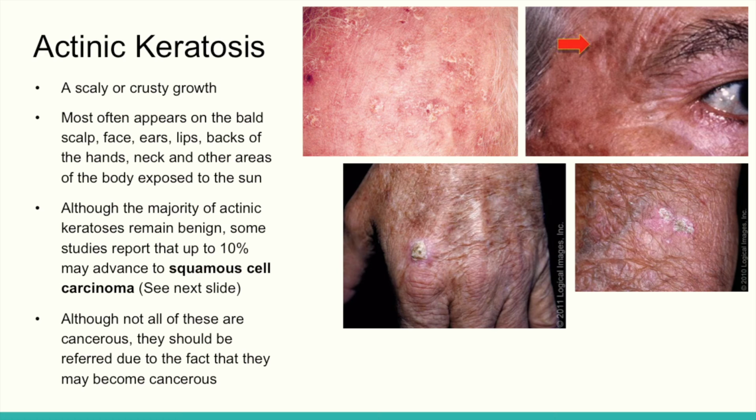It can be precancerous. In fact, about 10% of actinic keratosis advances to squamous cell carcinoma, which we'll get to in a second. But not all of these are cancerous. But I would recommend that if you see something like this, to ask, have you seen your primary care provider about this? Especially if you see quite a bit of it that's bleeding up on the top of the scalp, you probably should have your primary care provider or dermatologist take a look at it.